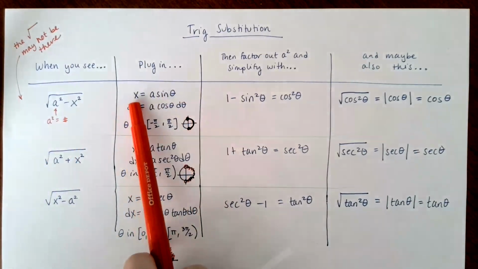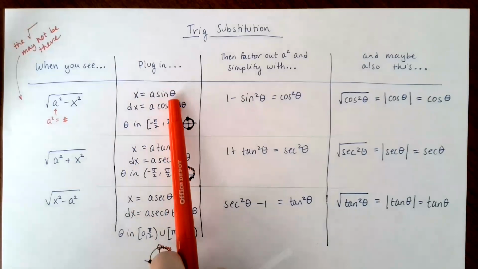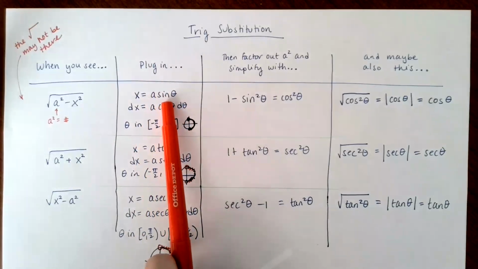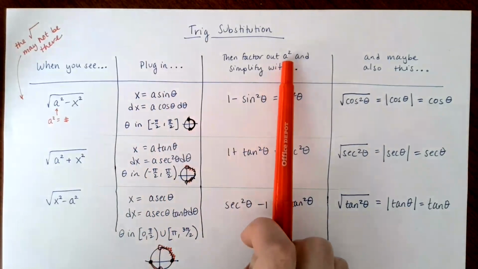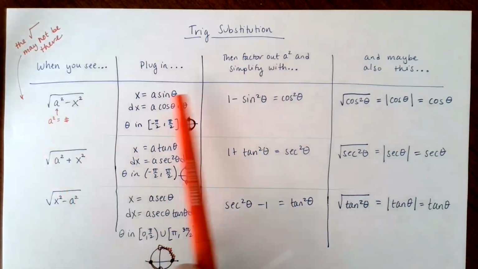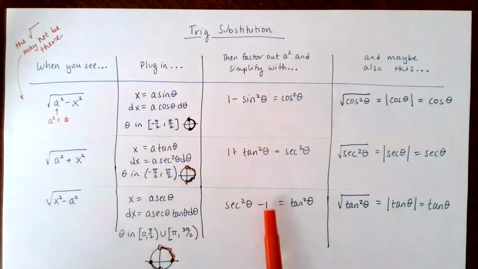In this particular one here, we're seeing x equals a sine theta. So theta is the new variable. This is similar to a u substitution, where theta is playing the role of the new variable. You'll plug in this new situation, factor out the a squared, which is whatever number is sitting right here in your integrand, and then simplify what you're looking at with the listed identity here.